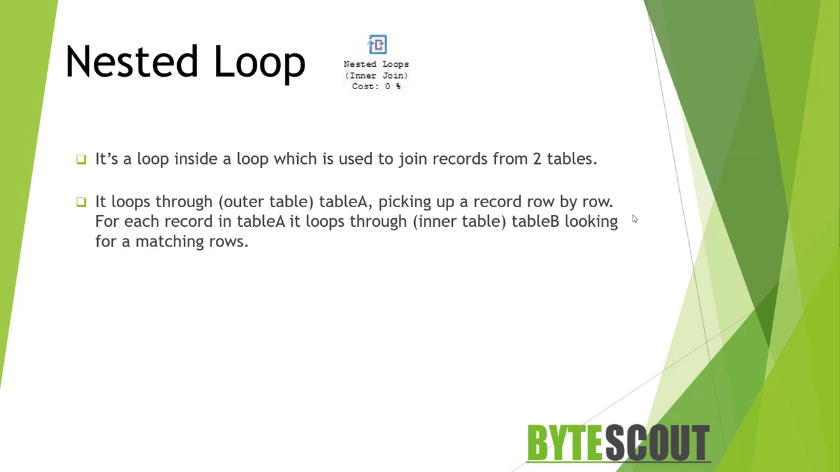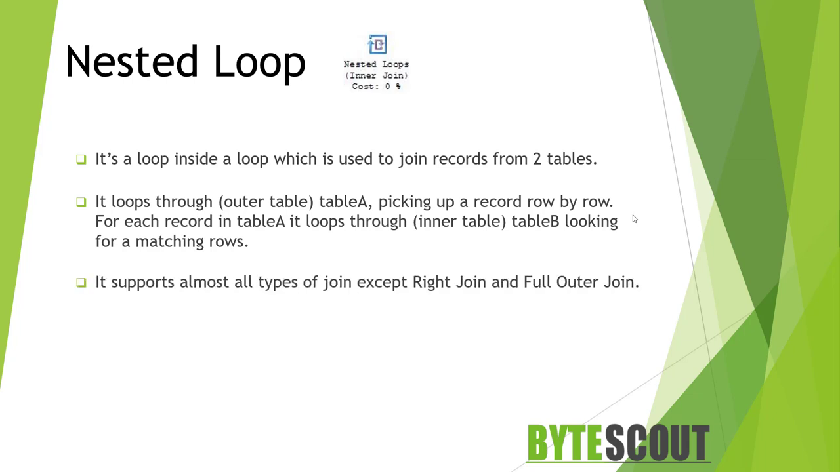Say we have a table A and table B. What nested loop does is it loops through the outer table, which is table A, picking up a record row by row. And for each record in table A, it loops through the inner table, table B, looking for matching rows. Nested loop supports almost all types of join except right join and full outer join. Nested loop joins are highly effective if the outer input table has a smaller number of records and the inner input table has larger but indexed records.